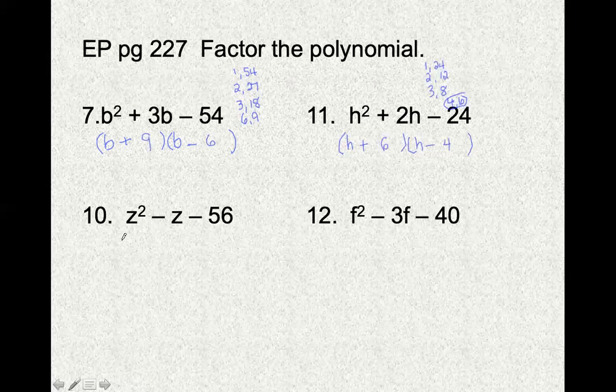All right, moving on to number 10 this time. I don't know why I did that. That's weird. 11 and then 10. Oh, well.